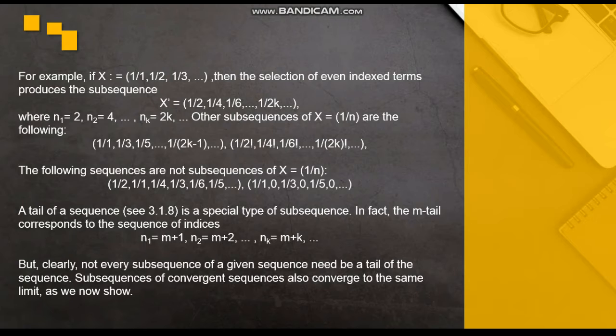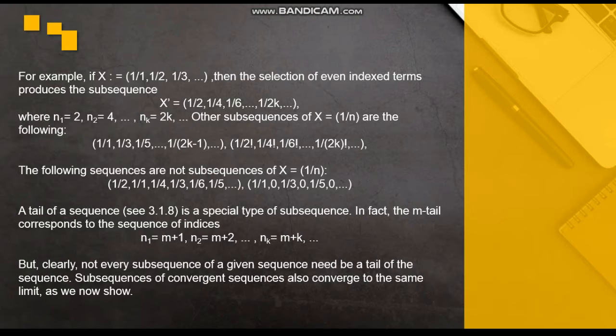A tail of a sequence, see 3.1.8, is a special type of subsequence. In fact, the m-tail corresponds to the sequence of indices n_1 = m+1, n_2 = m+2, ..., n_k = m+k, ... But clearly, not every subsequence of a given sequence need be a tail of the sequence.